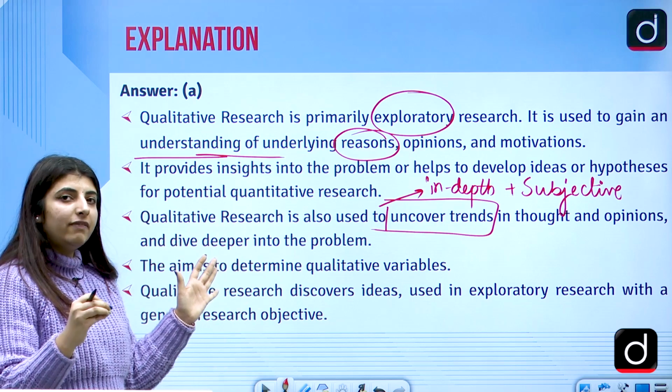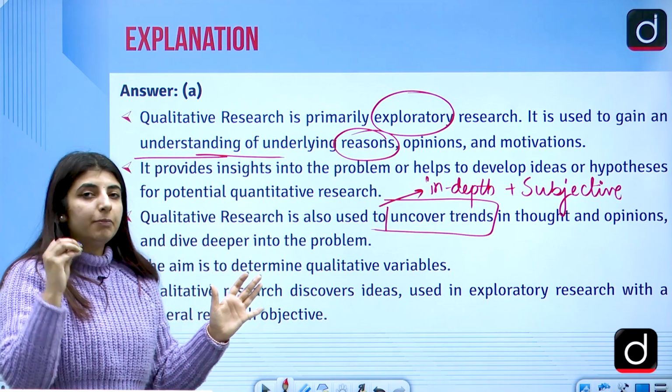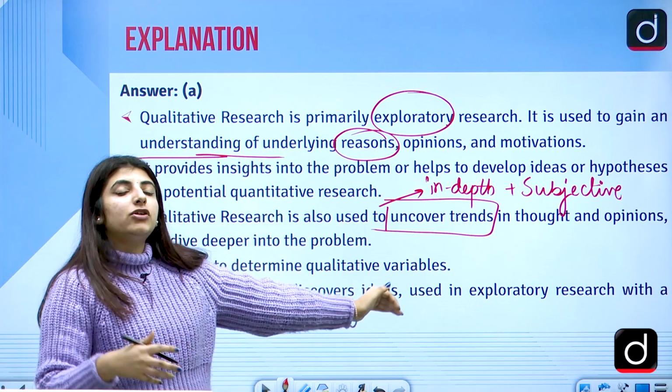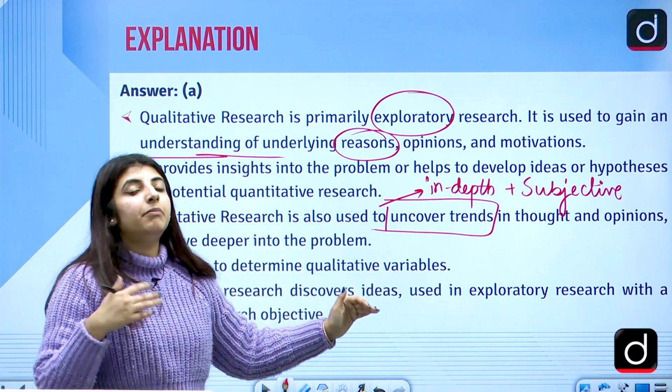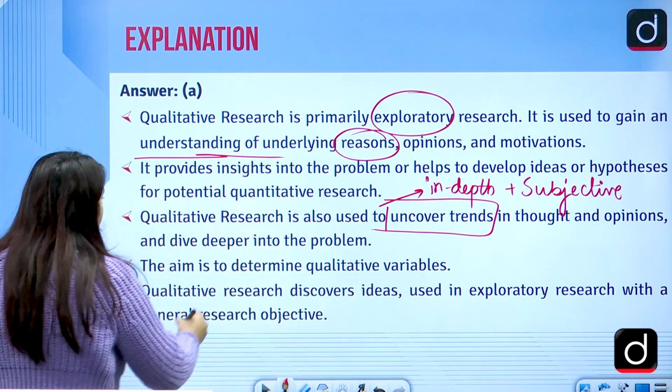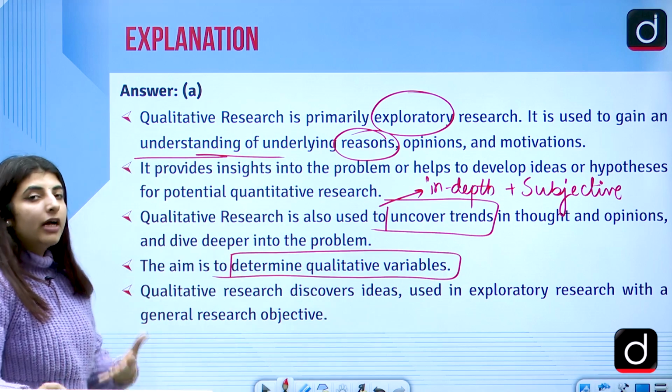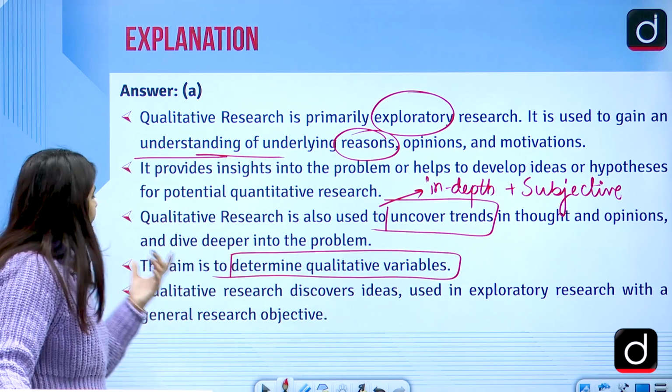So in qualitative research, the person conducting the research is taking the data which focuses on the thought processes, opinions and beliefs of people, right? The aim is to determine qualitative variables which are related to in-depth analysis.